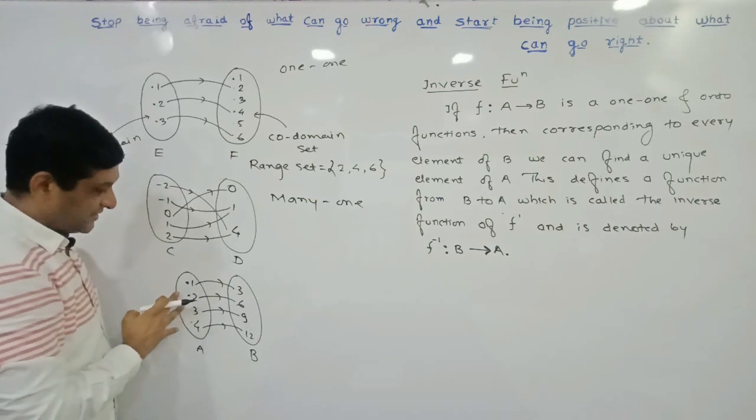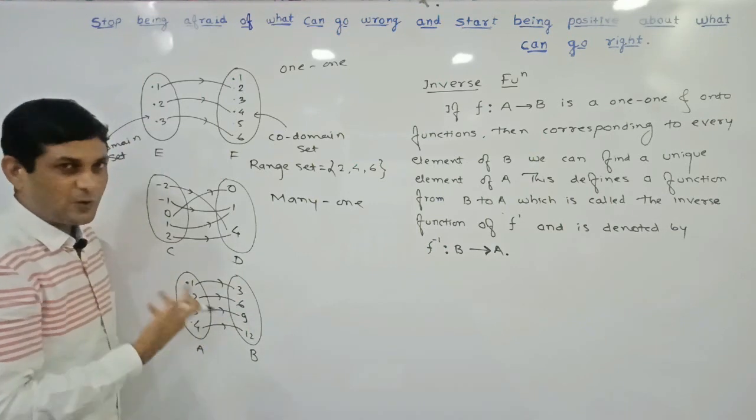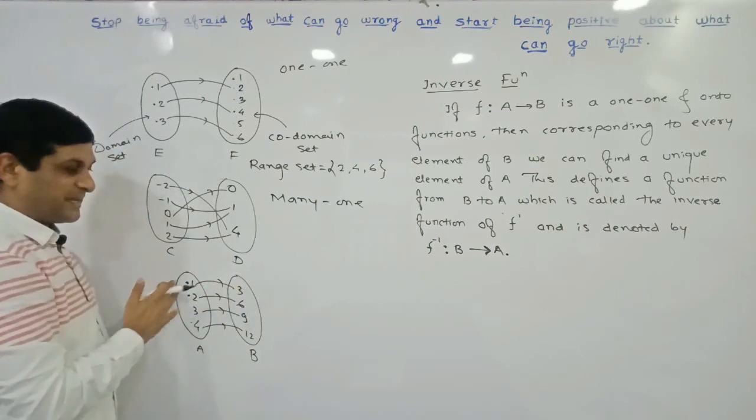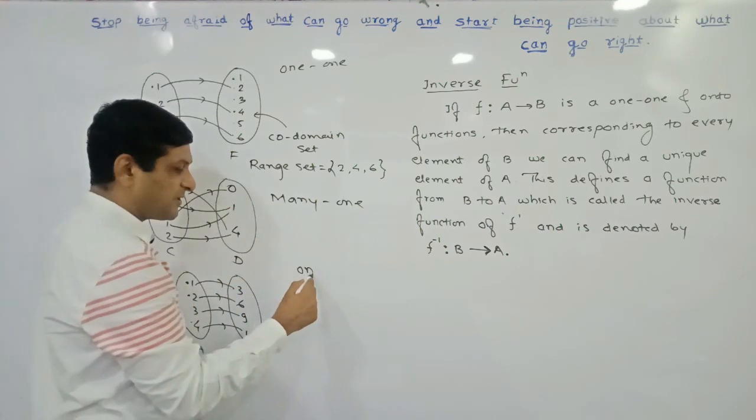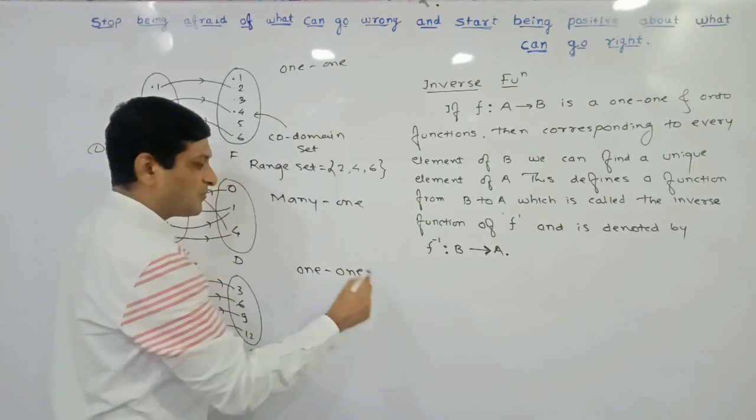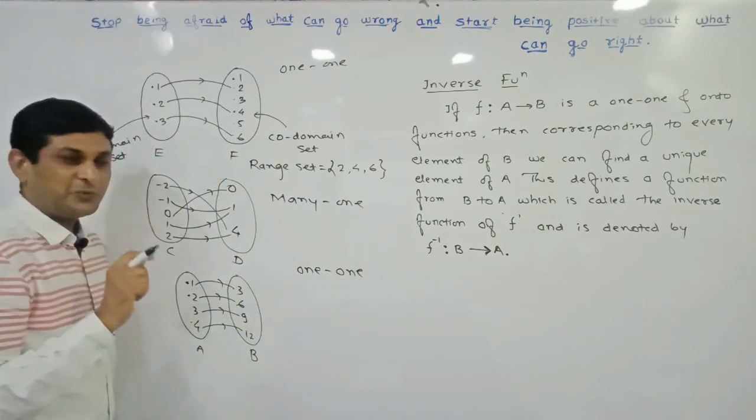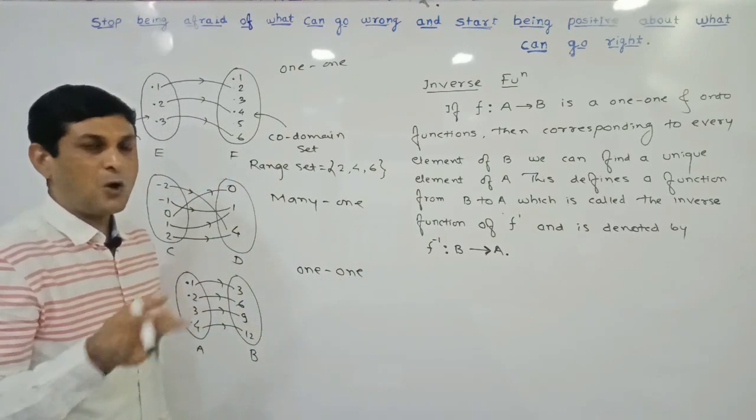Many-one function. In this case, on this side it is 1 according to the definition, and on this side also it is 1, means every element has what? One and only one pre-image. So that's why we can say that this is also an example of what? 1-1 function. Now we will discuss about into and onto.